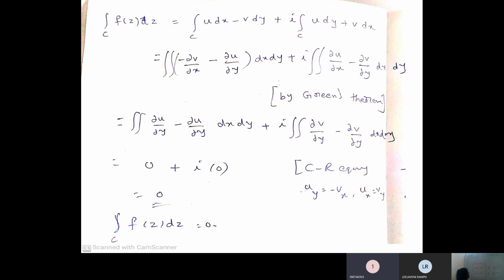Double integral of ∂u/∂x minus ∂v/∂y dx dy. So that is in the PPT. Now you understand the second line.